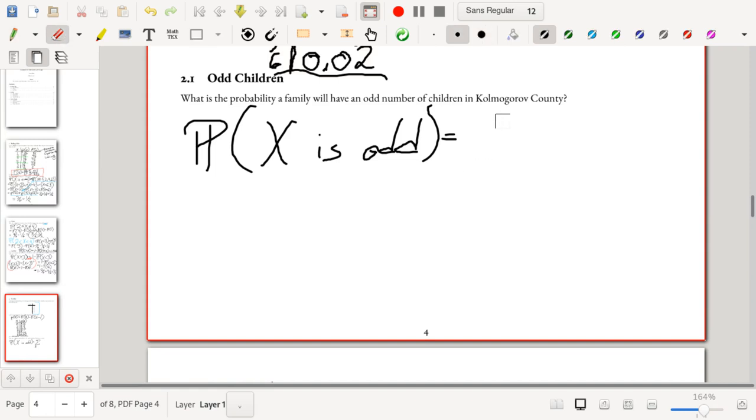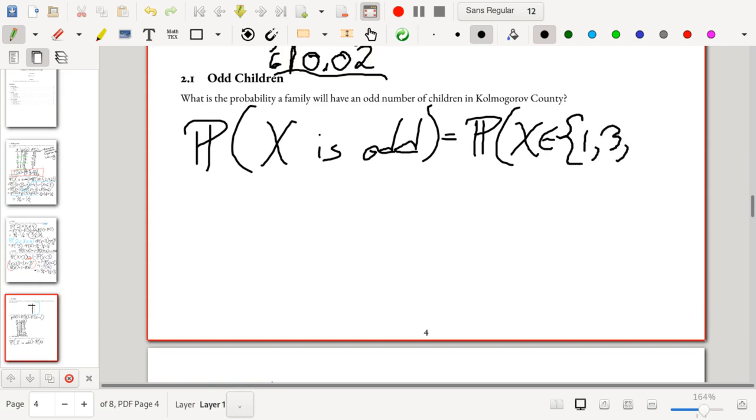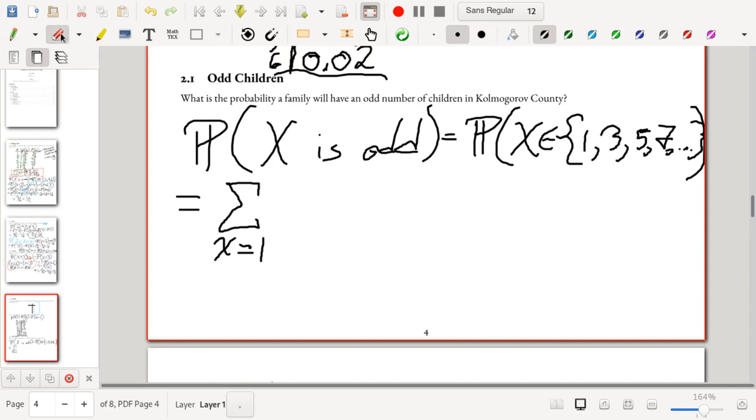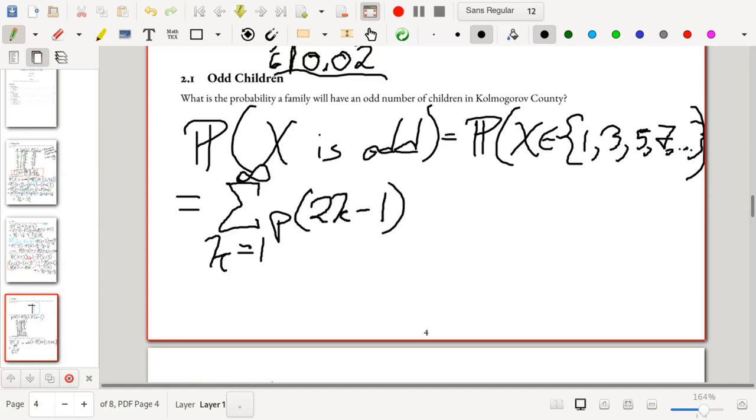Before I do that, let's take an intermediate step and say this is the probability that X is a member of the set of odd numbers, which is 1, 3, 5, 7, and so on, which is equal to the sum from k equals 1 to infinity of the probability mass function at 2k minus 1. We're replacing x with k. This formula is just adding up over the odd numbers.